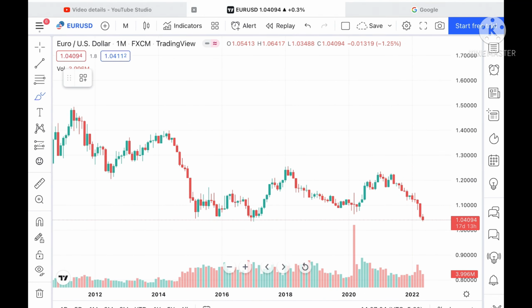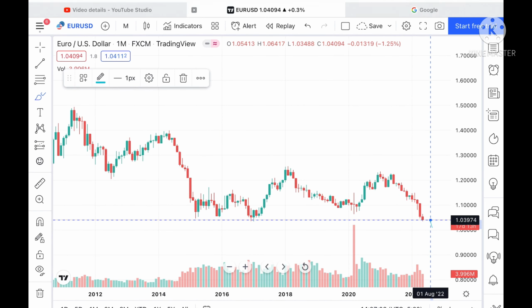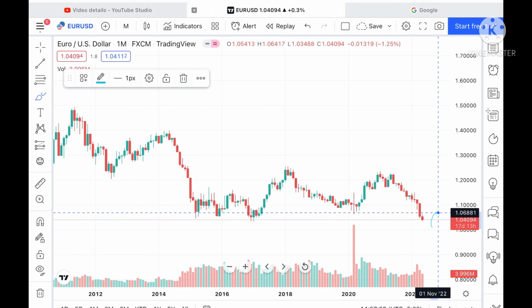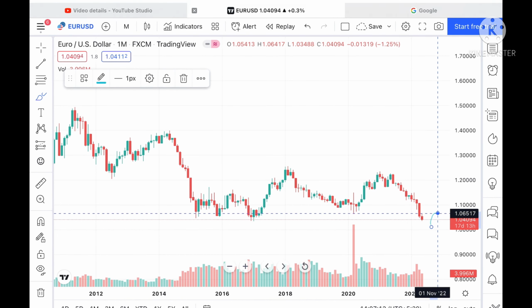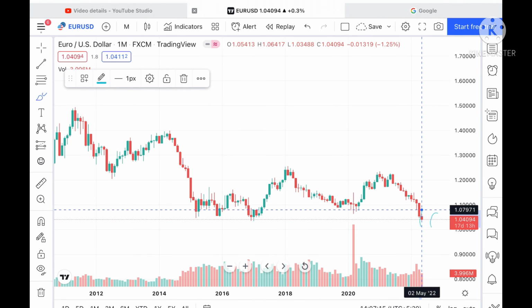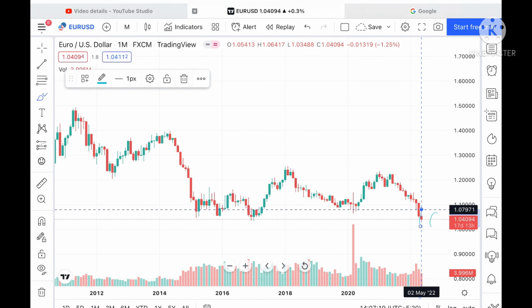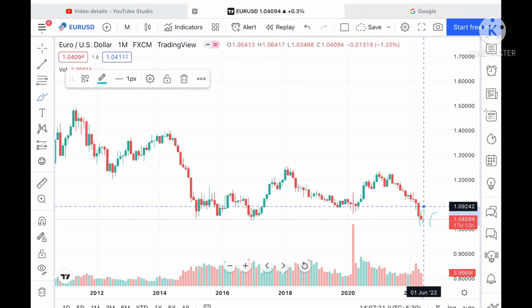Suppose the price sustains this particular level, we can see it can move further upside towards a level of 1.06517. And if the price goes above this level, then we can see it can touch a level of 1.07971. This level is already being tested here, so probability will be high.